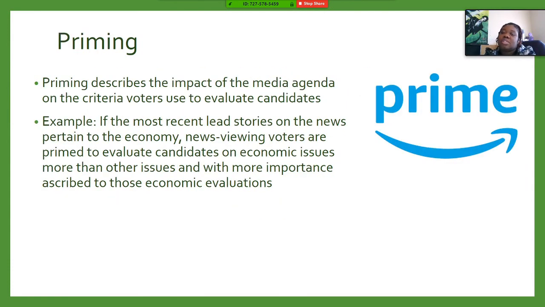And so of course, stated before, priming describes the impact of the media agenda on the criteria that voters use to evaluate candidates. So if the presidential election was held tomorrow, one of the first primary issues that we voters would use to evaluate the president is the response to the coronavirus. Why? Because that's on everyone's tongues right now. Is there anything else people are talking about? That stimulus bill, will we get that $1,000 check? But that's still related to the coronavirus. So, priming.